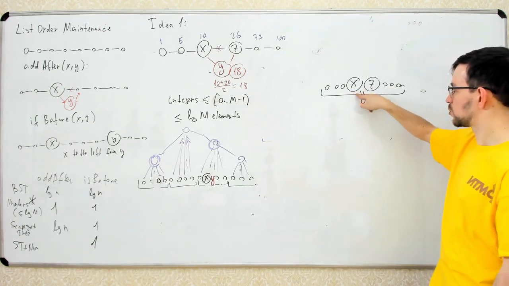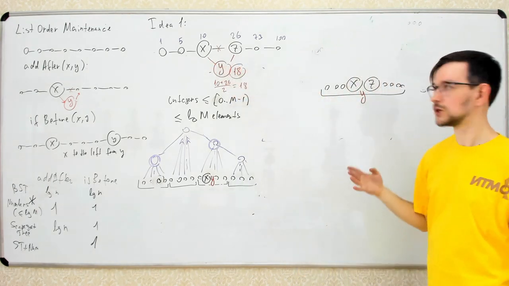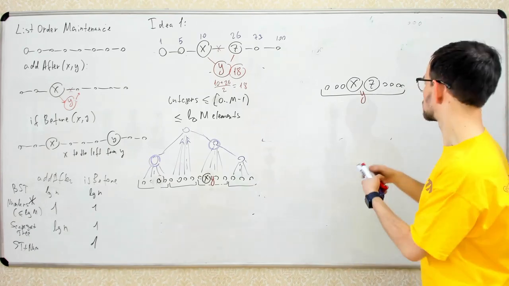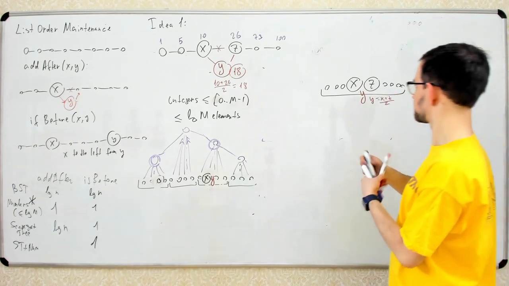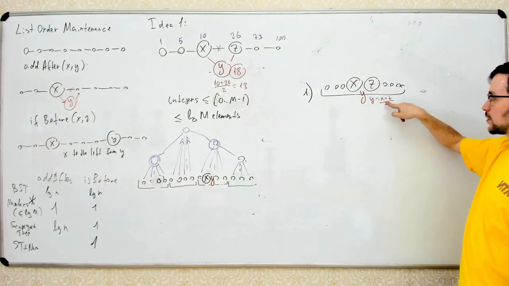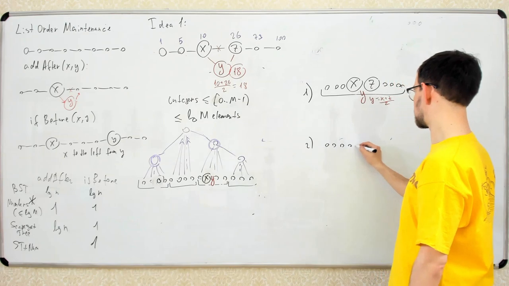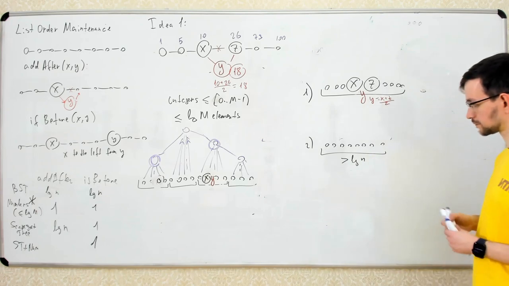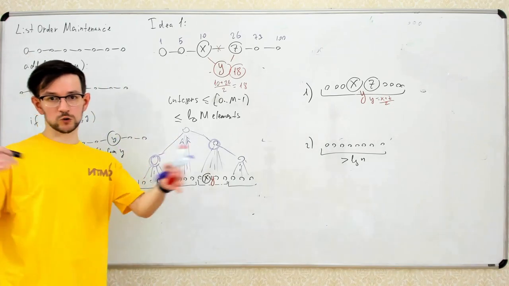So I put the new element between these two elements and assign the number as the average of x and z. That's all. So it's step one: I add a new element and assign the value equal to the average of these two. Now step two, when the block is too big. So when I have a block of more than log n size, then I will split this block into two blocks.